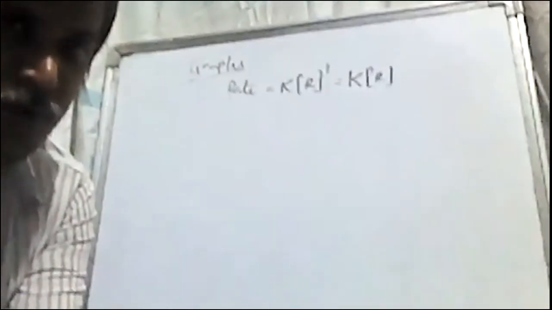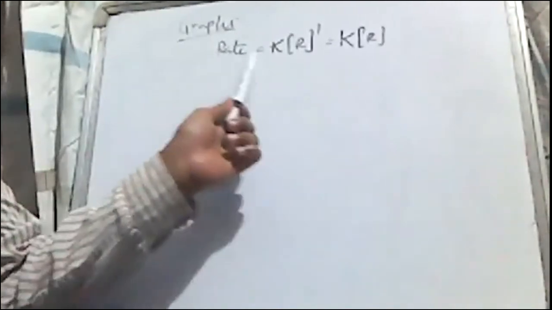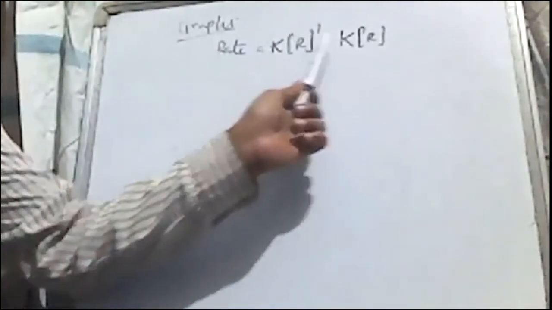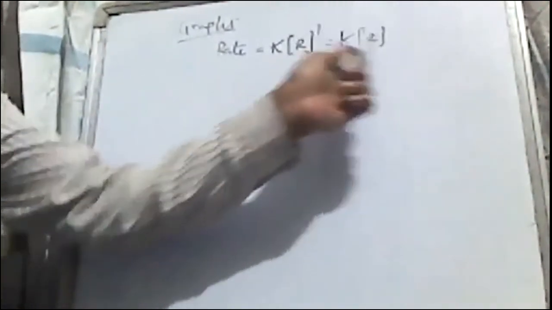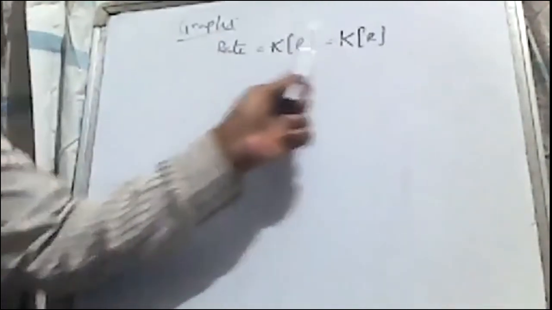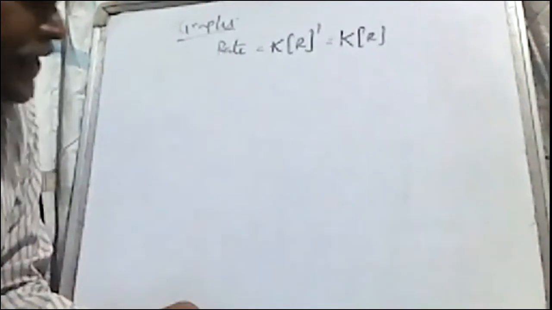So now we know, what is the rate constant? The rate equation is rate equals k into R power 1, where R is the concentration of reactants after time t. K is equal to what? Rate is equal to k into R power 1, so k is rate divided by the concentration of reactants.